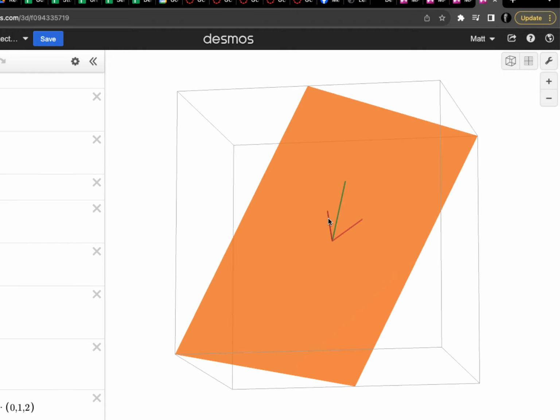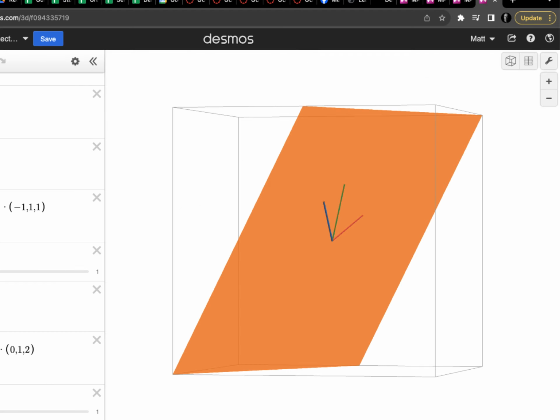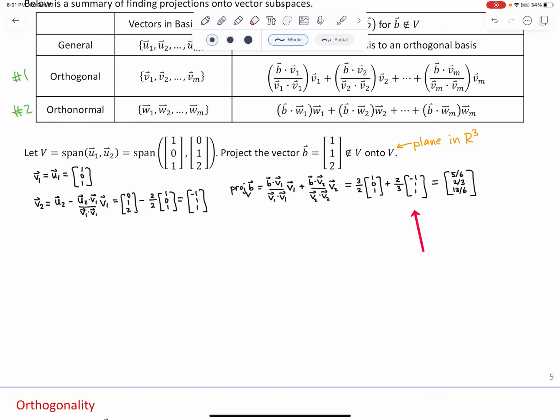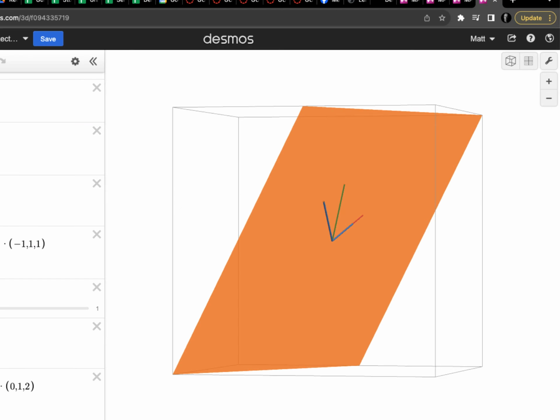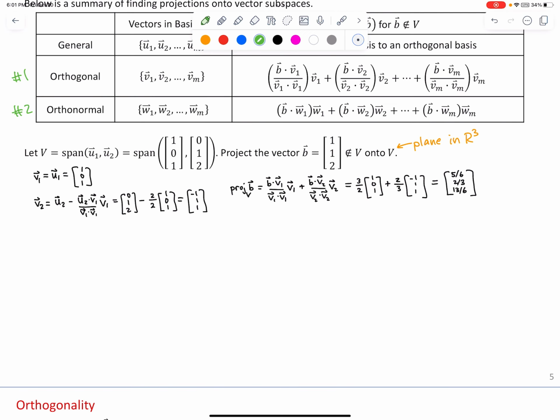In fact, looking at our notes, we see that if I do 3/2 of v1, which is this blue vector, and 2/3 of v2, which is that blue vector, and sure enough, when you add these together, they combine to be our projection vector. Okay, so this was using method 1 to find the projection vector. Method 2 is similar, except we go all the way to finding an orthonormal basis.